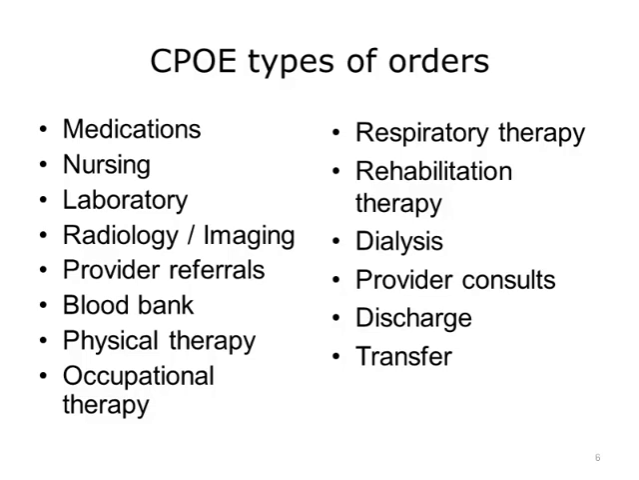Next, the information is transmitted to the pharmacy for processing and is then delivered to the hospital floor in which the patient is located. When the nurse administers the medication to the patient, he or she will document it as administered in the EHR. Other types of orders that may be entered into a CPOE system are nursing orders, laboratory orders, radiology or imaging orders, provider referrals, blood bank orders, physical therapy or occupational therapy orders, respiratory therapy orders, rehabilitation therapy, dialysis orders, provider consults, and discharge and transfer orders.